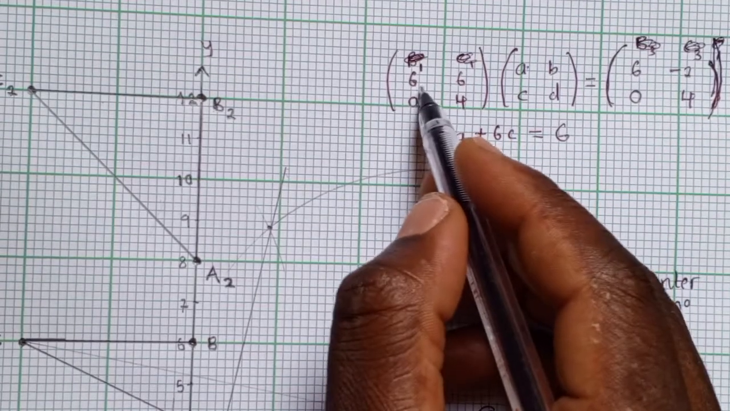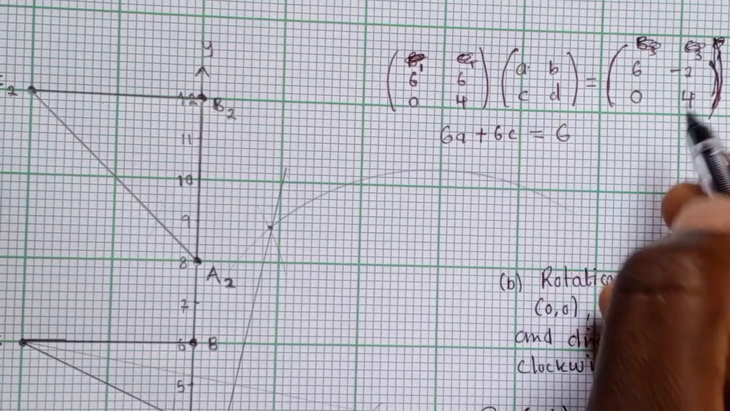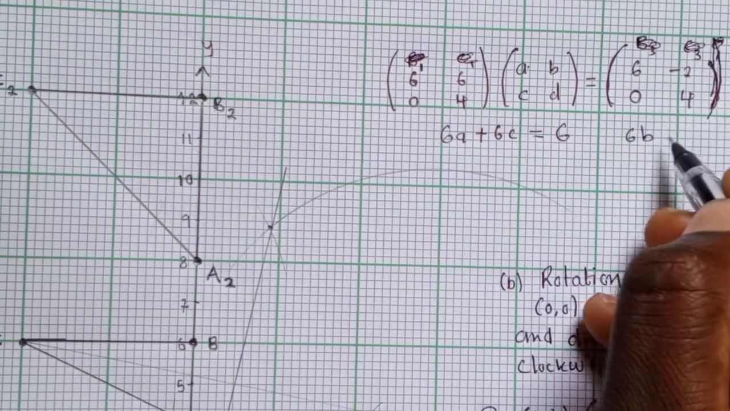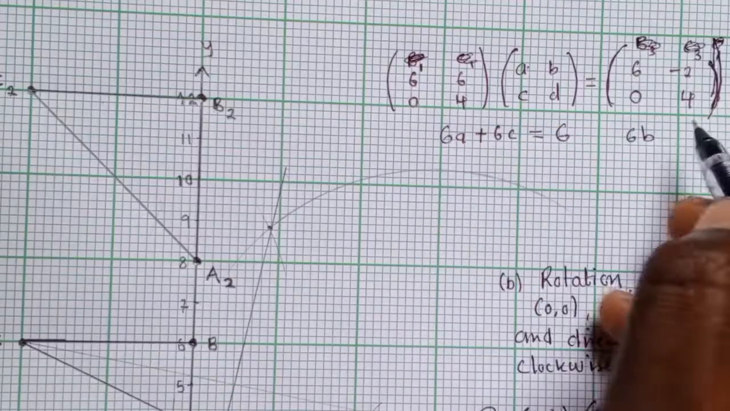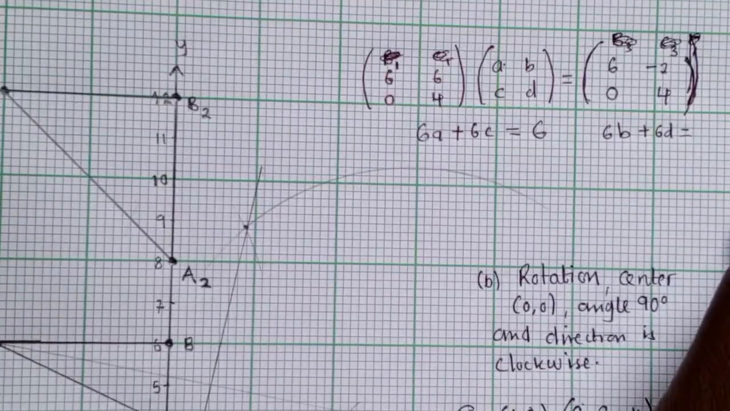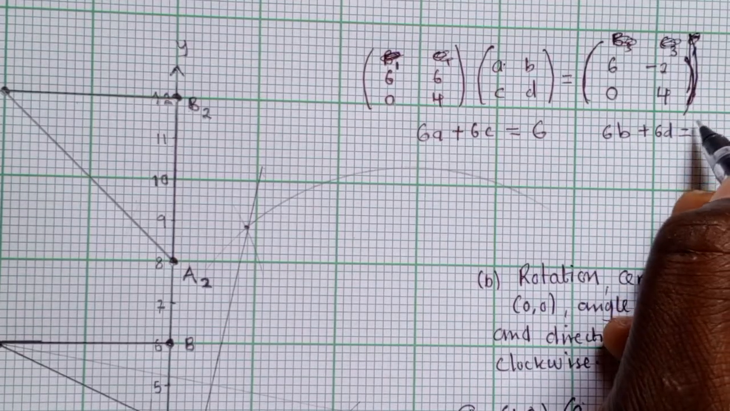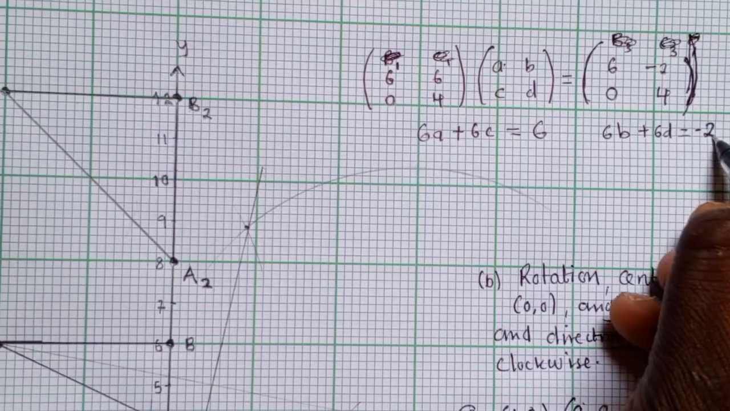And then we come to this one, the same, 6 times B, it's a 6B, okay? 6 times D plus 6D, which will give us what? Which will give us this entry right here, okay? Which is negative 2.